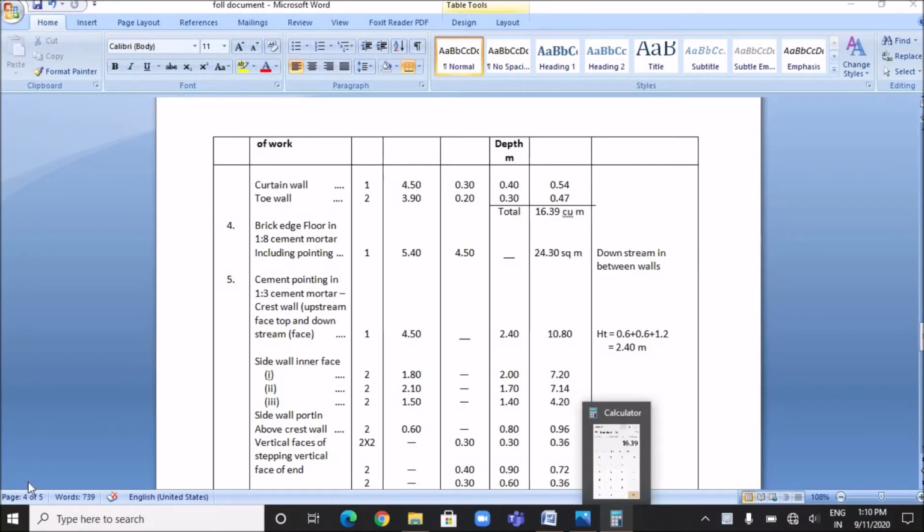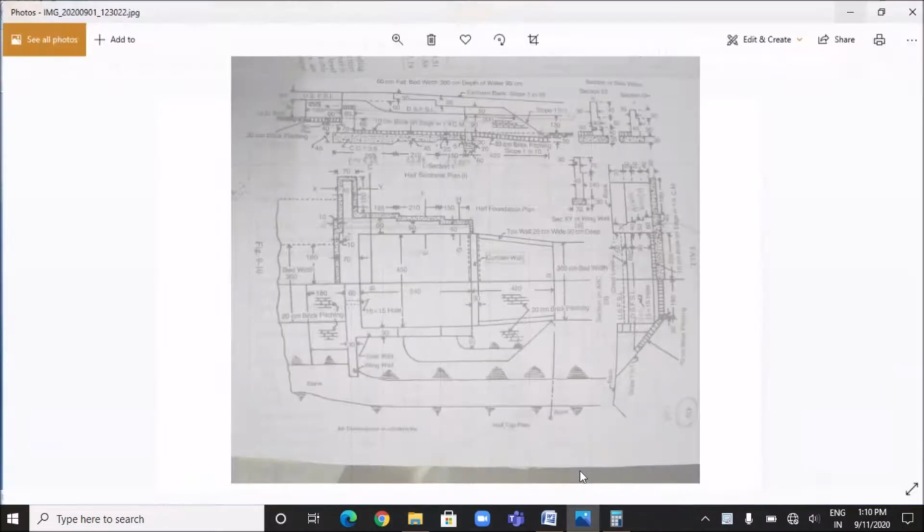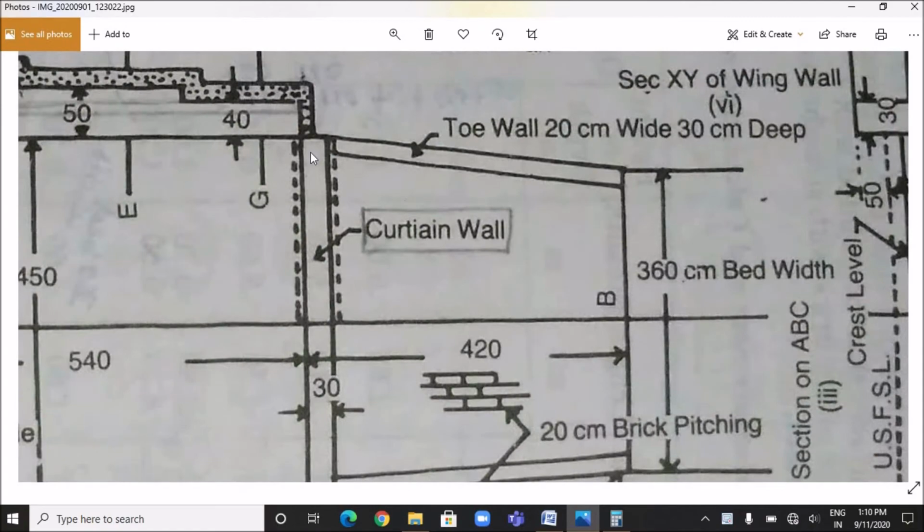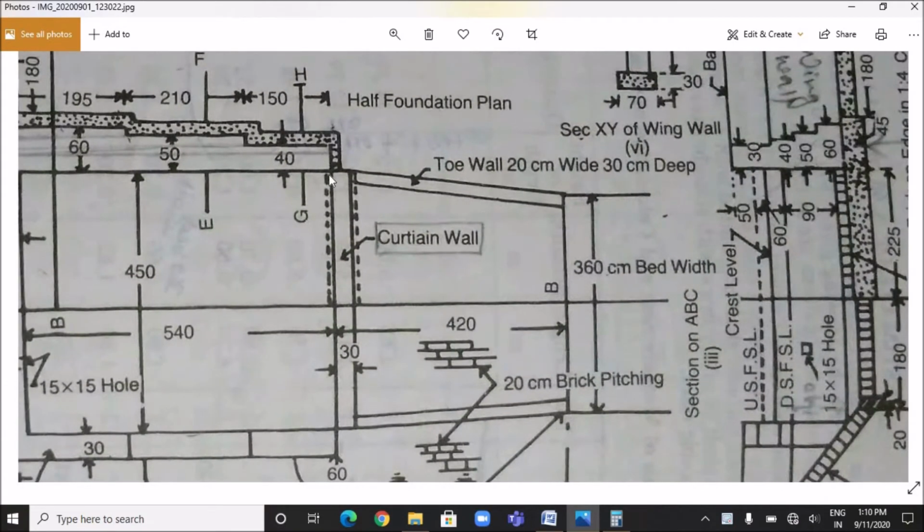Next, the first class brickwork is done in the curtain wall. So as you can see in the figure, the length of the curtain wall is 450 centimeter from this point to this point, and its breadth is 30 centimeter.